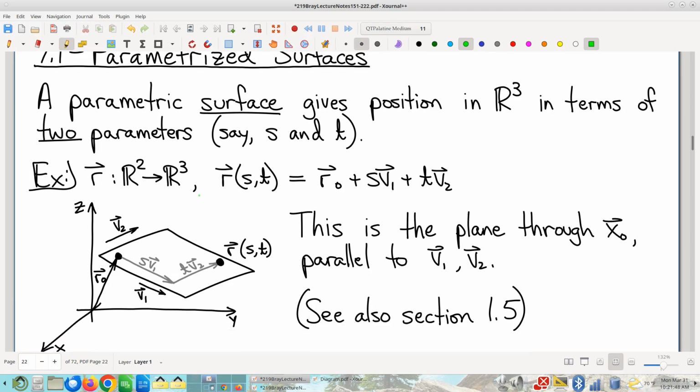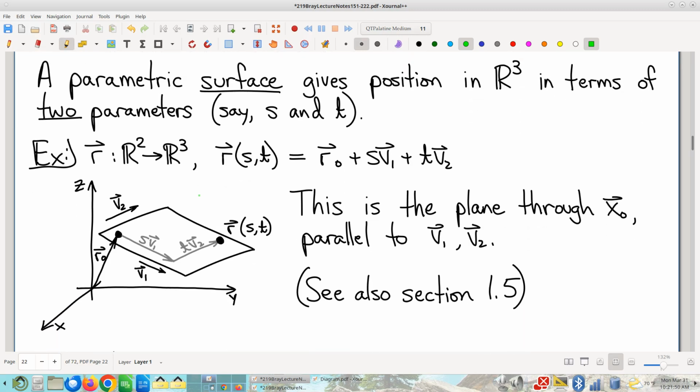Good news. It's a lot like what we've done already. It's position as a function of now 2 parameters instead of just 1. So a parametric curve gave position as a function of time. Time is a convenient sort of point of view. Really, a parametric curve is position as a function of 1 parameter. And it's nice that we can think of it as time. But position as a function of 1 parameter. Now, position as a function of 2 parameters.